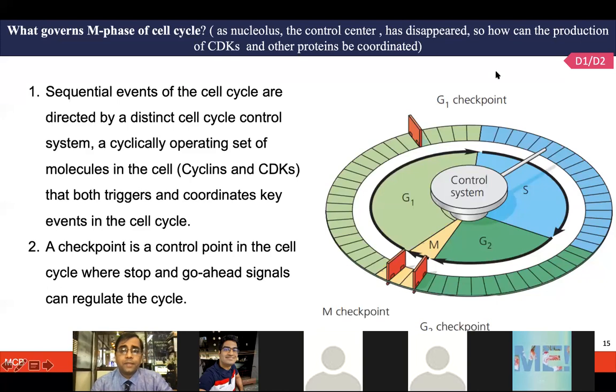So let's take a couple of points where some of you asked very nice, interesting questions, and that really shows how much effort you are putting in, and that you have really spent some time to read those things. So one question is: what governs the M phase of the cell cycle, and if the control center, which is the nucleolus, disappears, how is the production of the CDKs getting coordinated?